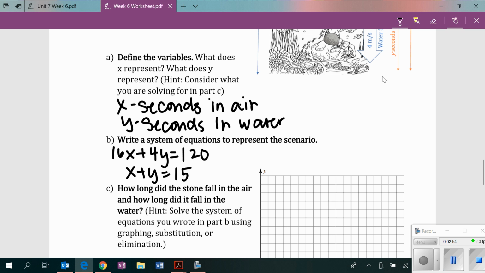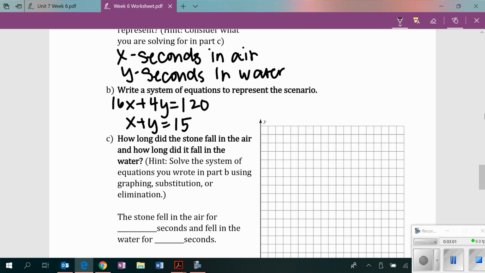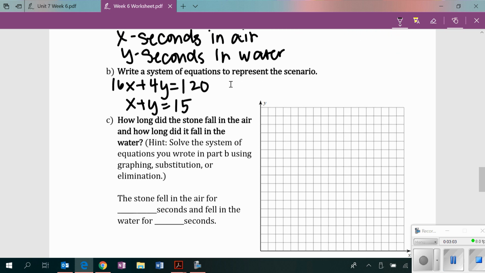So at this point, I've set you up with your variables and your system of equations. So go ahead and try using these equations to create your graph and solve for how many seconds the stone fell in the air and how many seconds the stone fell in the water.